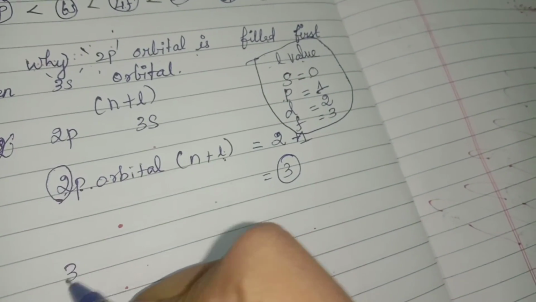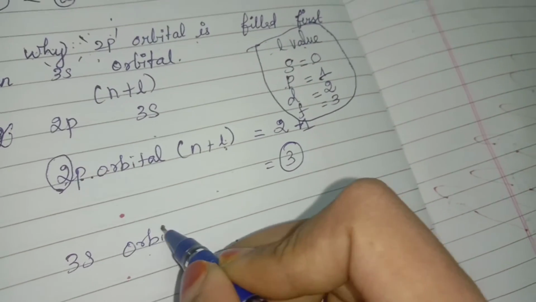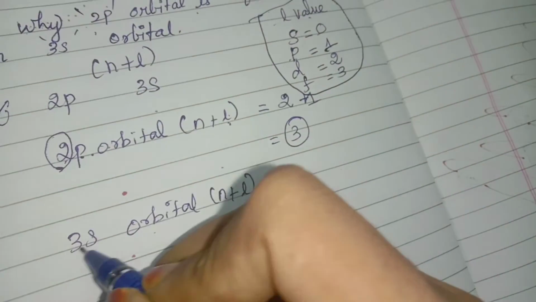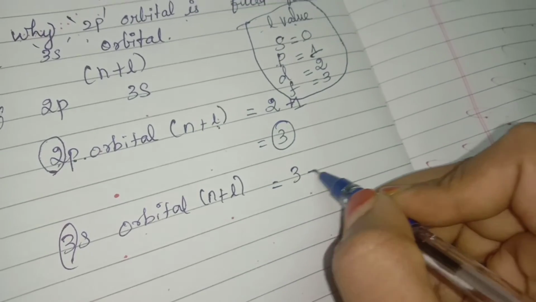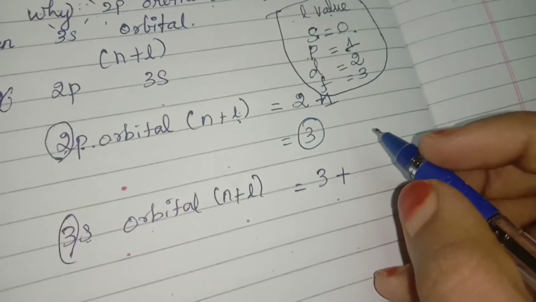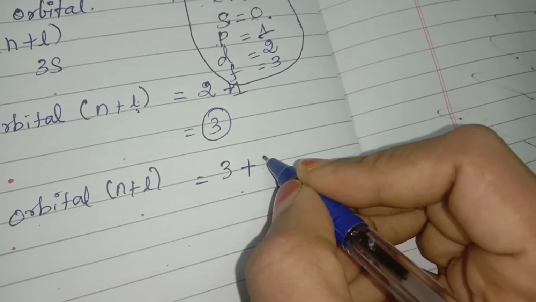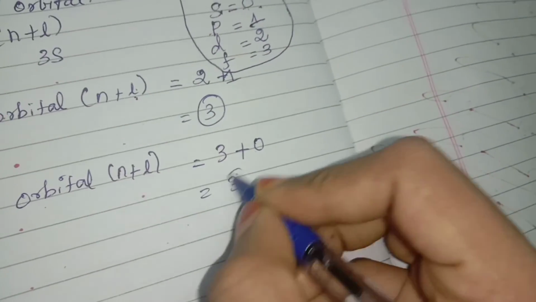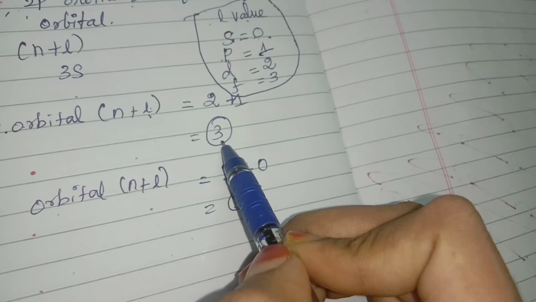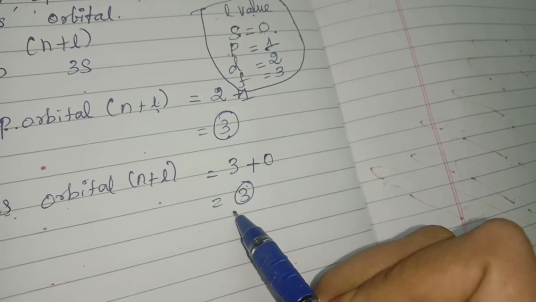Now for the 3s orbital. 3s orbital, n plus l rule, which is equal to the n value, what? 3 is the n value, plus s orbital means what is the l value? 0 is the l value. So the answer is 3. So the energy level for the 2p orbital is 3, and the 3s orbital is also 3.